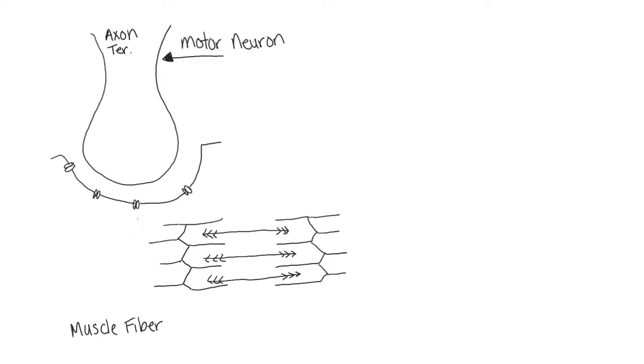So today we're going to do our final lecture for our muscle unit. This lecture is on muscle contraction. For a muscle to contract, we are going to need some type of stimulation. And for a muscle, the stimulation is going to come from the motor neuron. Remember, motor neurons are the neurons that run from the spinal cord or from the brain to the muscles.